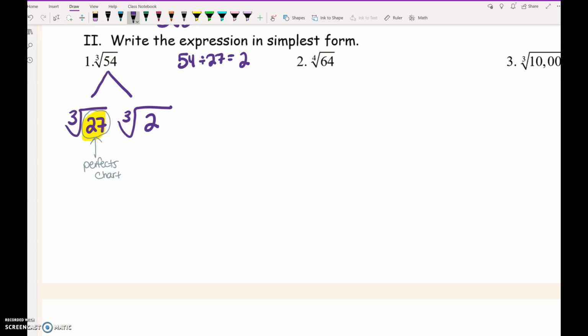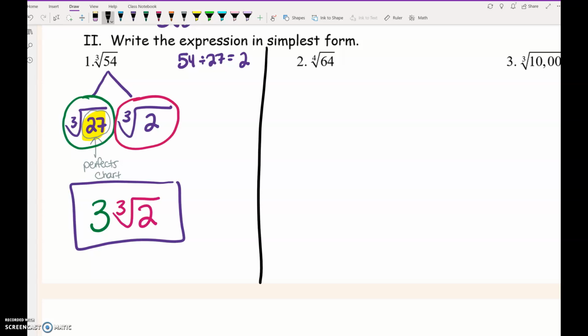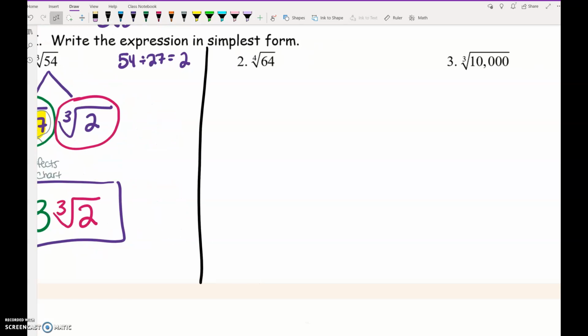The cube root of 27 we can evaluate using our perfects chart. The third root of 27 is 3. So we have 3 times the third root of 2. Okay, I put some colors in there to help a little bit with where everything came from. Let's try the next one.